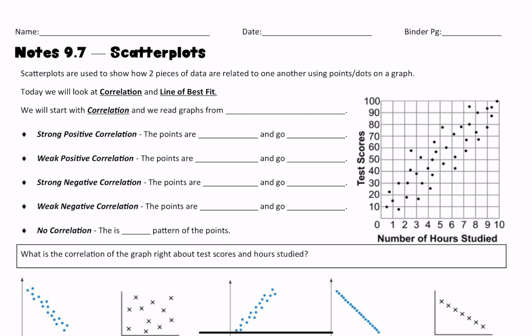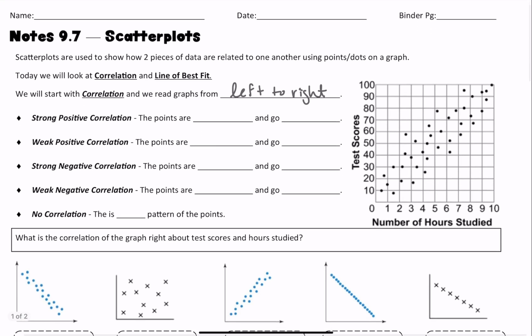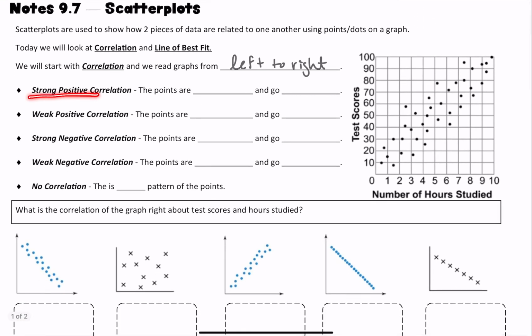So we're going to look at correlation and the basic version of line of best fit. There's a super mathy way to do line of best fit, but we're not going to be doing that. So we'll start with correlation, and remember that we read graphs from left to right. Then we're going to talk about strong positive correlation, weak positive correlation, strong negative correlation, weak negative correlation. If something is strong, I'm going to go in chunks here, if something is strong, that means the points are close together.